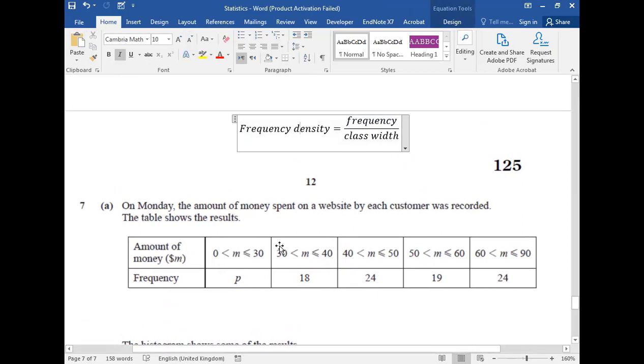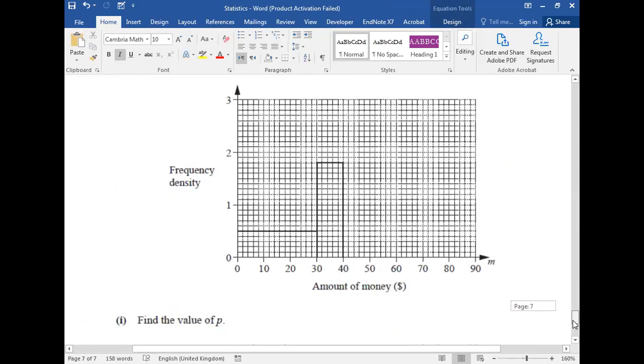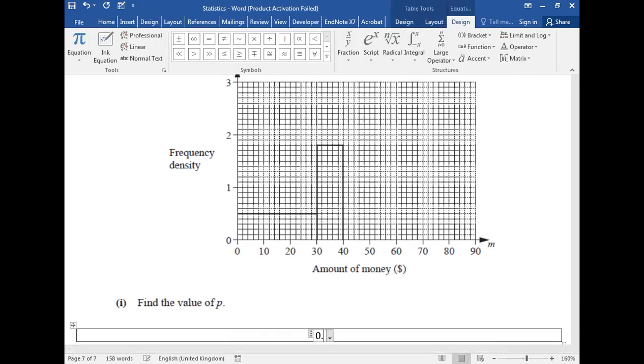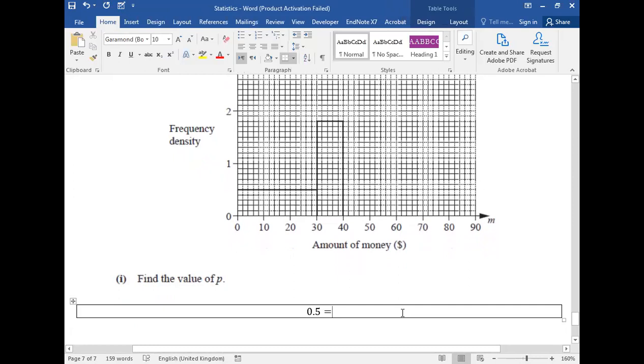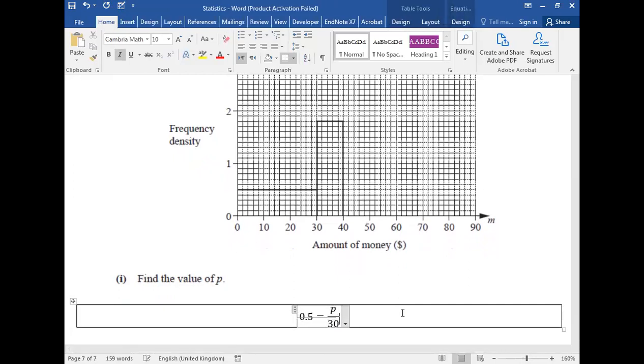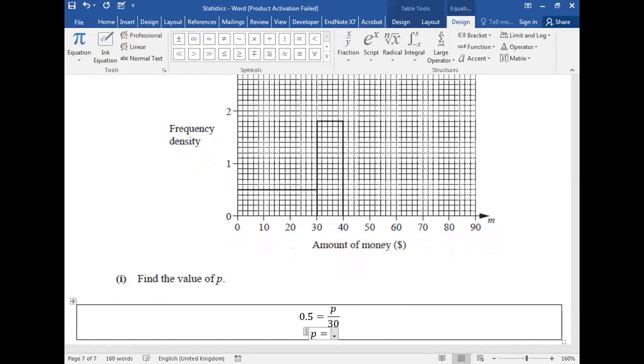Page 125. Look at the histogram. Do you have the frequency density? Can you read it for me? What is the frequency density? 0.5 is the frequency density. What is the frequency P? And what is the class interval? Sorry, class width is 30. So your value of P is 50. 100.